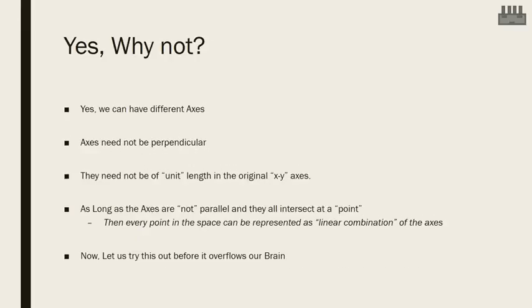So yes, why not? We can have different axes and they need not be perpendicular, and they need not be of unit length. You can just declare an axis by taking an arbitrary length of a vector in some direction and saying, this is my unit axis along this direction, and take another vector and do the same thing. As long as the axes that you choose are not parallel and they all intersect in a point, every point in the space can be represented as a linear combination of the axes. When I say linear combination of the axes, you can give a new coordinate system.